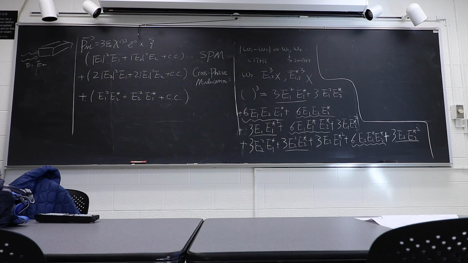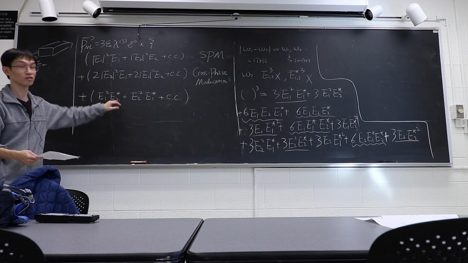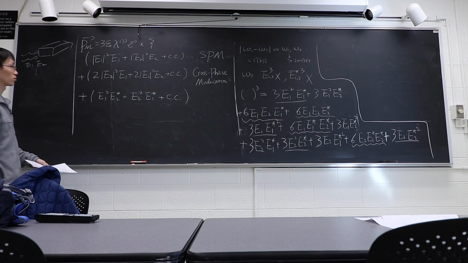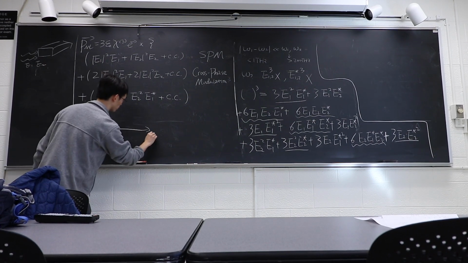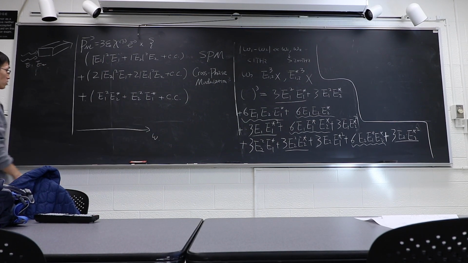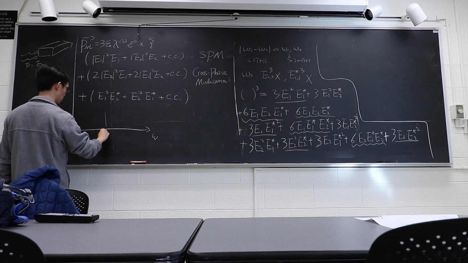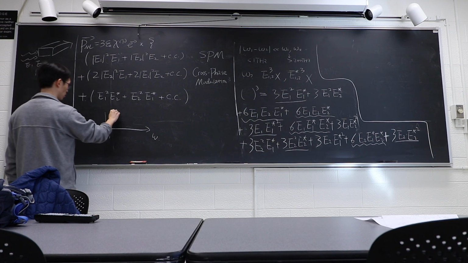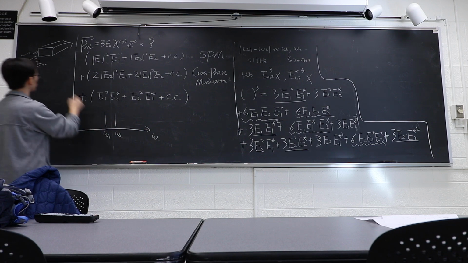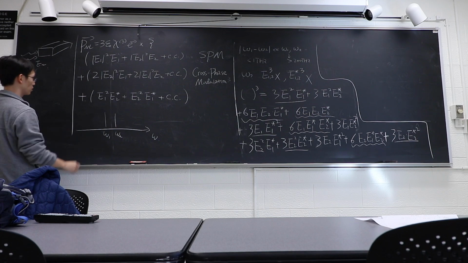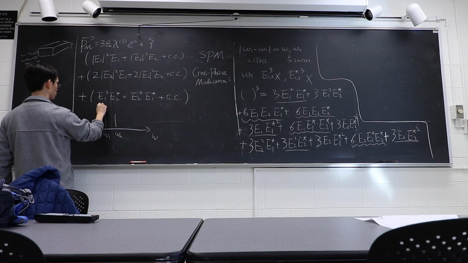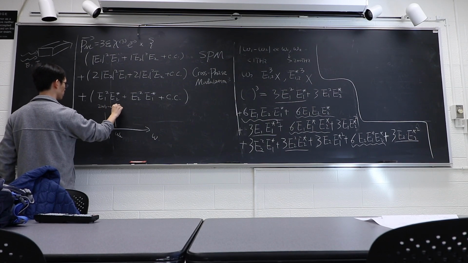And this term actually also has a name. We need to explain a little bit of this and then give you a name. Otherwise, it sounds weird. Okay. So this one, let's write it down. This is omega. You have omega 1, omega 2. These are the two input lasers you have. This term is 2 omega 1 minus omega 2.